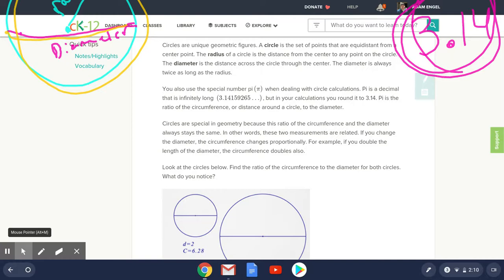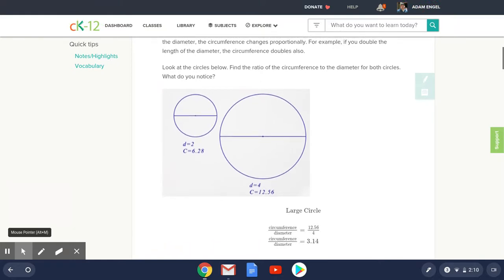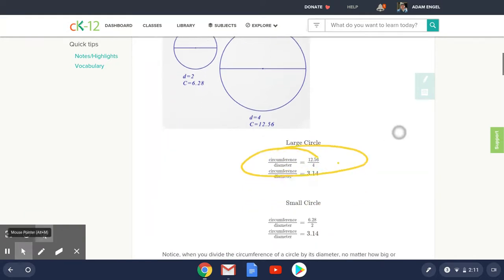Find the ratio of the circumference and the diameter for both circles. What do you notice? So what's the ratio? For our large circle, our diameter is 4, and our circumference is 12.56. If we divide 12.56 by 4, we would get 3.14, which is pi, right? You see how that works right here? Now let's look at our small circle.